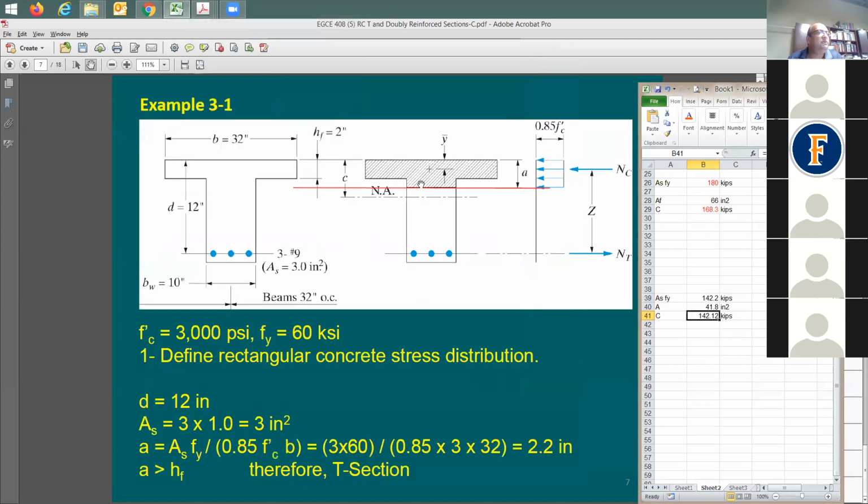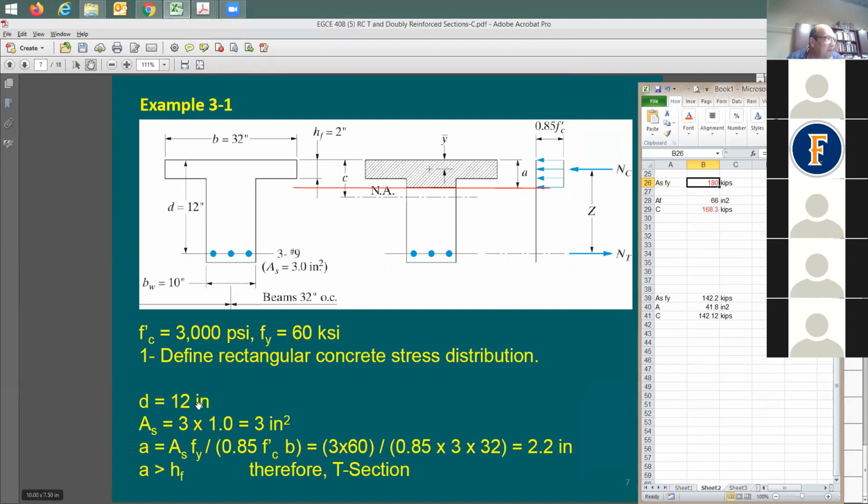Let's go here to our example, the T section. I'm gonna redo this again. I'm gonna say, okay, AS times FY is equal to what? Look at this number here. 3 number 9, which means 3 square inches times 60. F sub Y is 60 times 3, 180 kips.